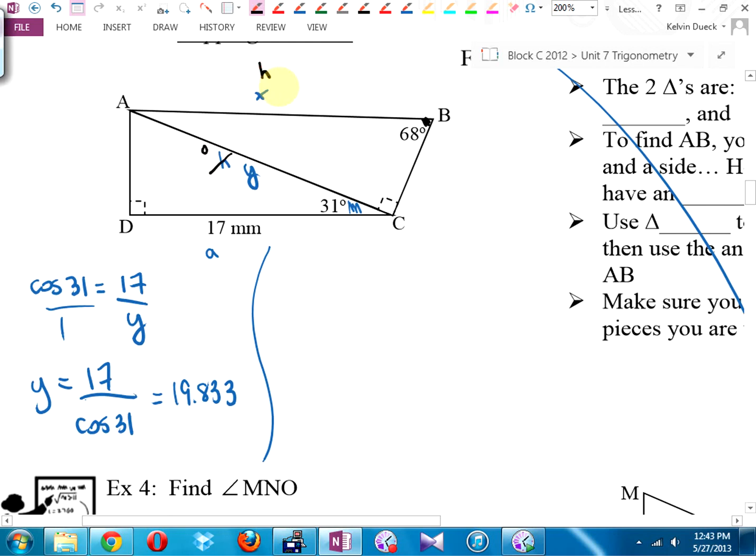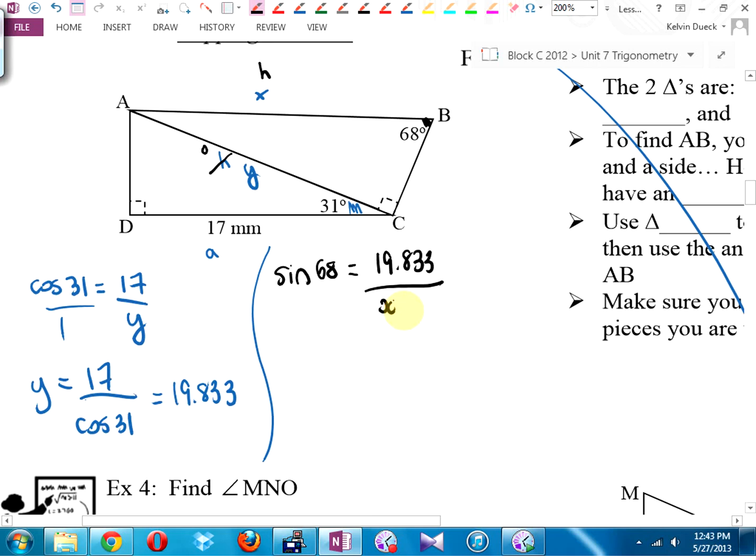Which trig function? O and H? I think sine. It's a sin to get sine mixed up with cosine. Sine of the angle equals opposite, which is y, which I know, 19.833, divided by the hypotenuse.